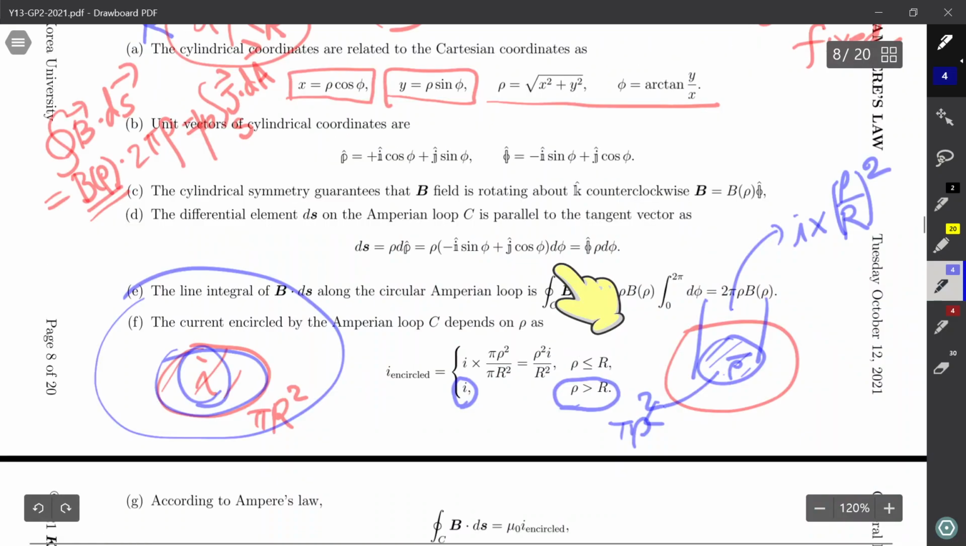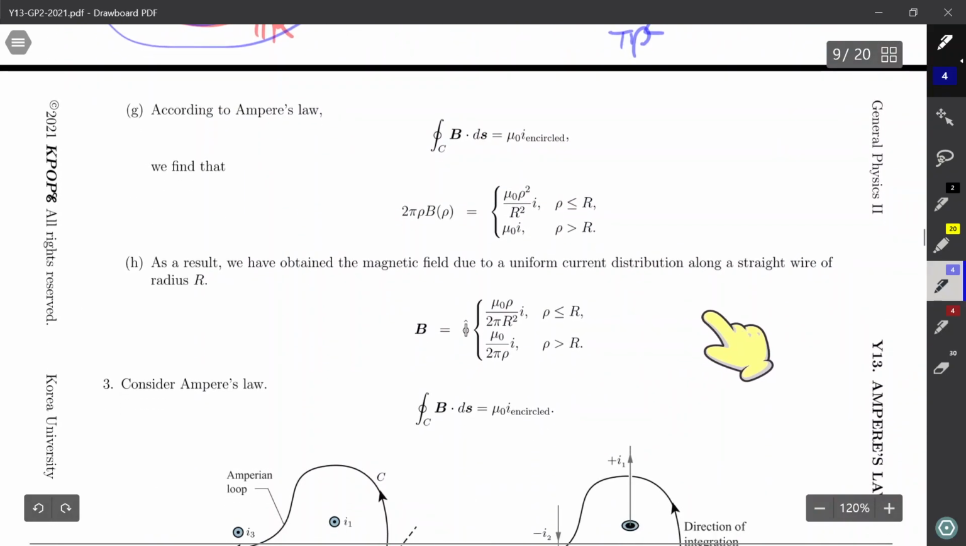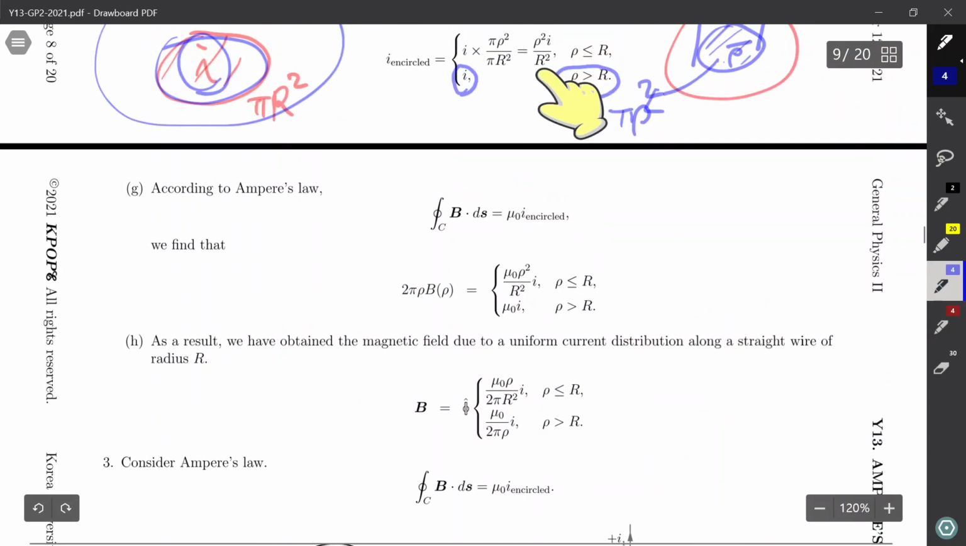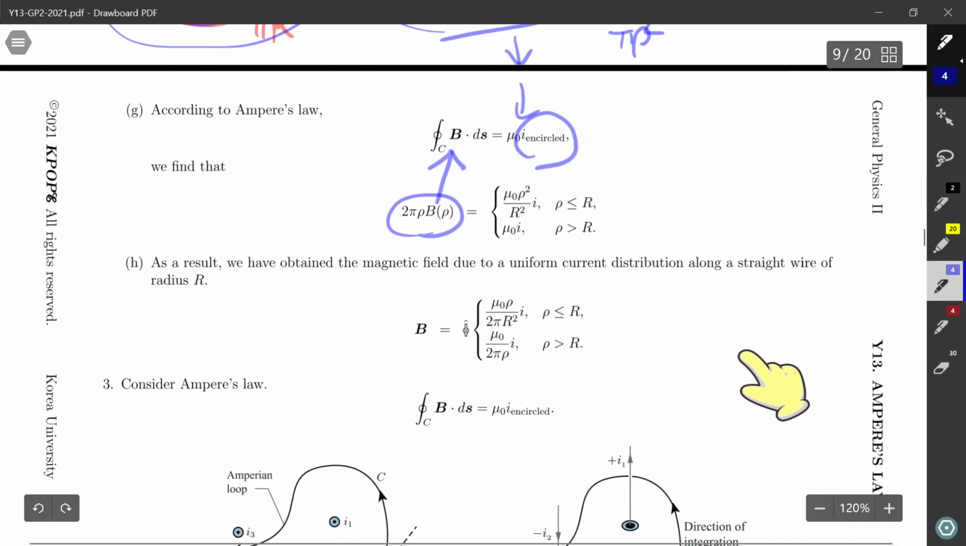The left-hand side integral is just 2 pi rho times B. Finally, substituting the I enclosed in here and substituting this in the left, our final result is this and this, depending on the radius, and it is always tangential.